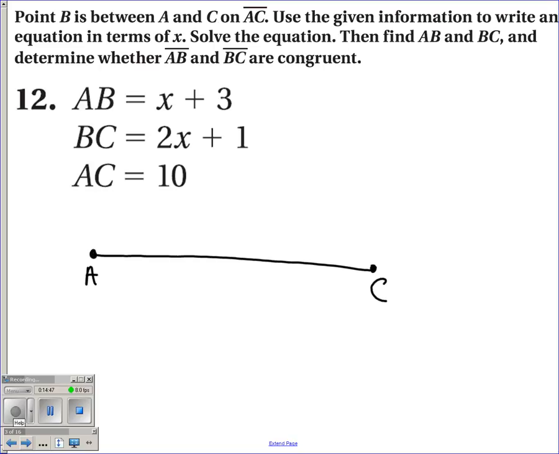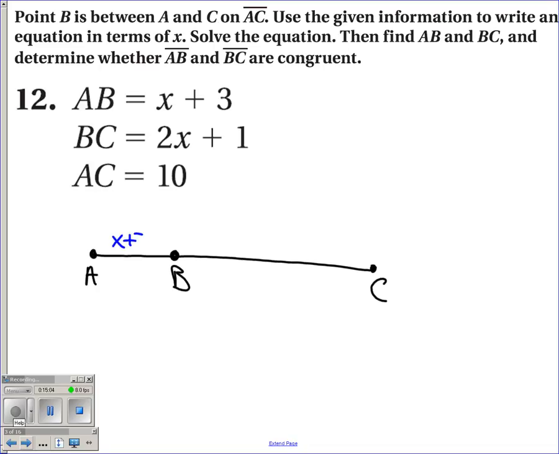And now for B, I don't want to put it in the middle because that makes me think that it has to be a midpoint. This doesn't say that it's a midpoint. So I'm just going to put B over here on the left side. Doesn't matter where. But now I can go through and label each of these segments.